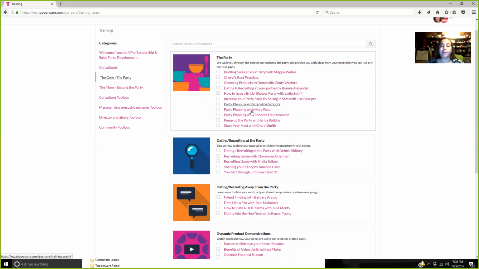Party planning, and then we've got party planning not by one, not by two, but three different people, so you can see the different ways that you can make your business successful. Pumping up the party and helping people get excited. Play stack the hostess. So this is just different things that you can do at your party by some really amazing demonstrators. Then we have dating and recruiting at the party.